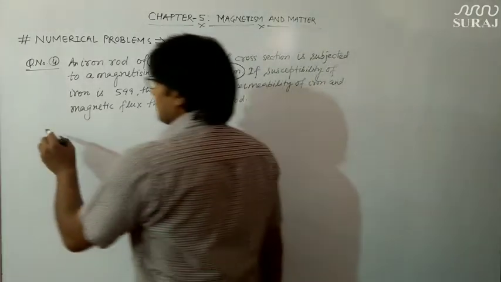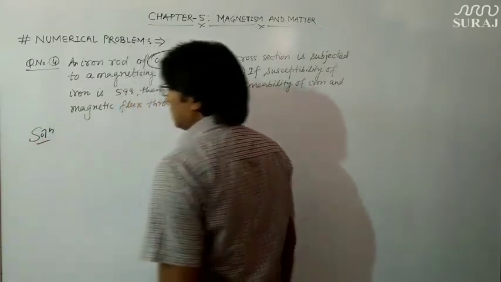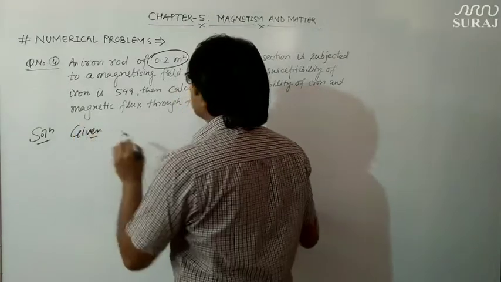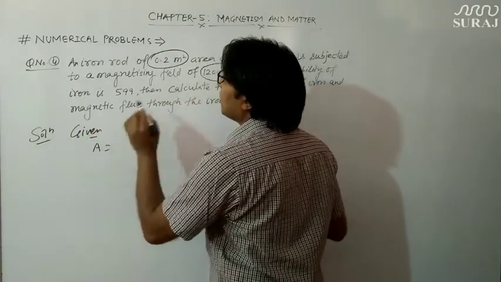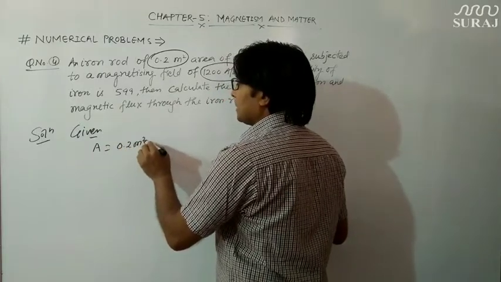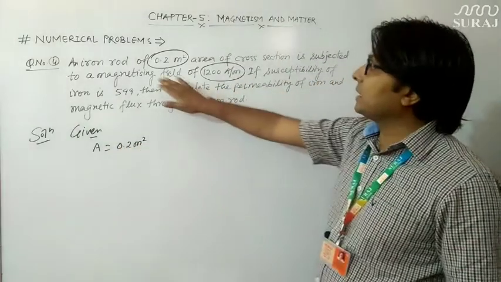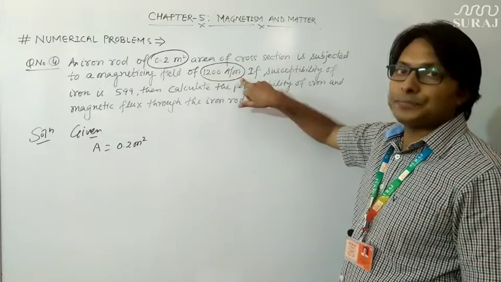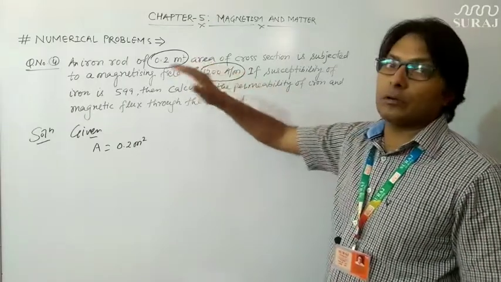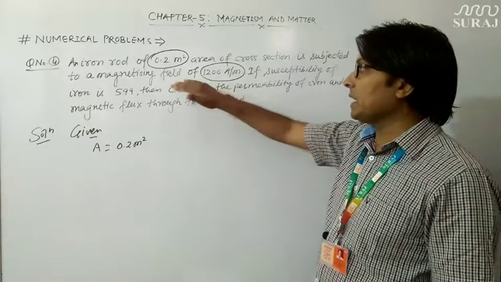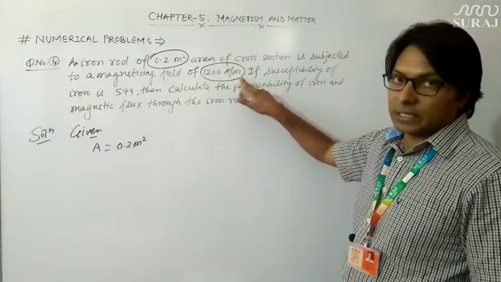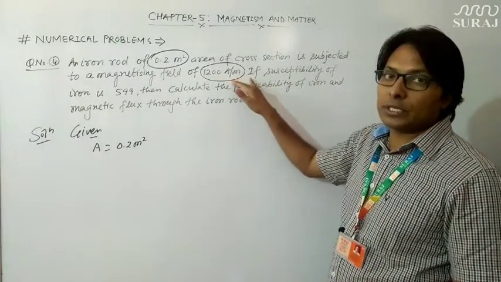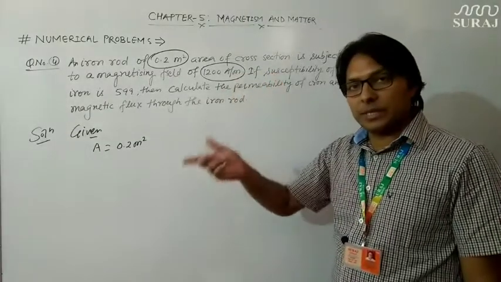So first we will mention what are the quantities which have been mentioned in the question. So given first, area of the iron rod is 0.2 meter square, and magnetizing field 1200 ampere per meter. If it were Tesla, or we can say Gauss, then definitely we will write down B, that is magnetic field, but it is magnetizing field and unit is ampere per meter, then definitely this is magnetic field intensity. So by identifying the unit, we can identify whether B is given or H is given.